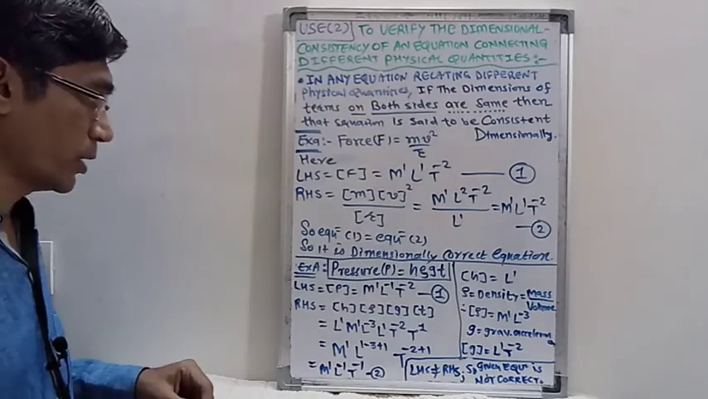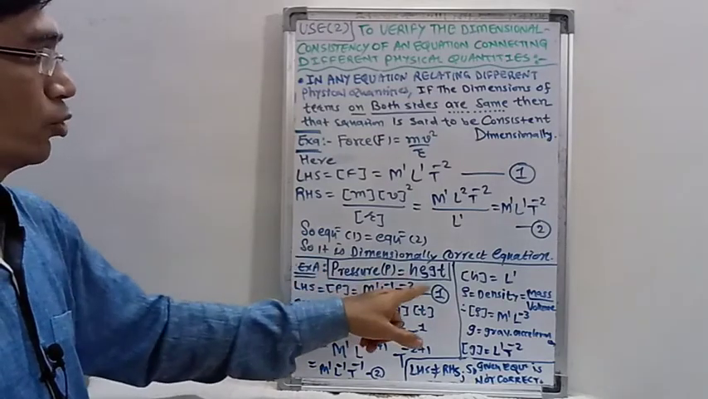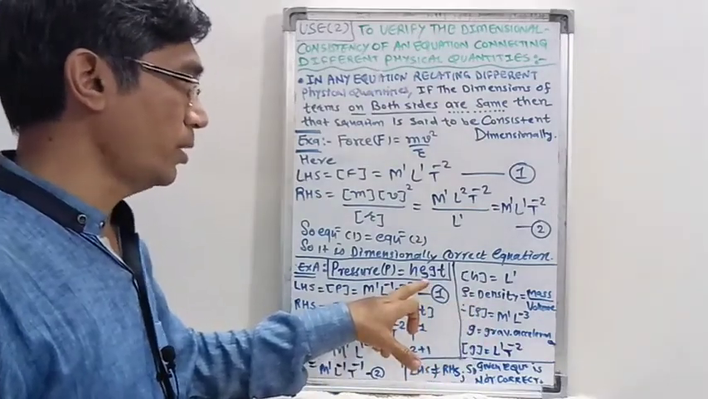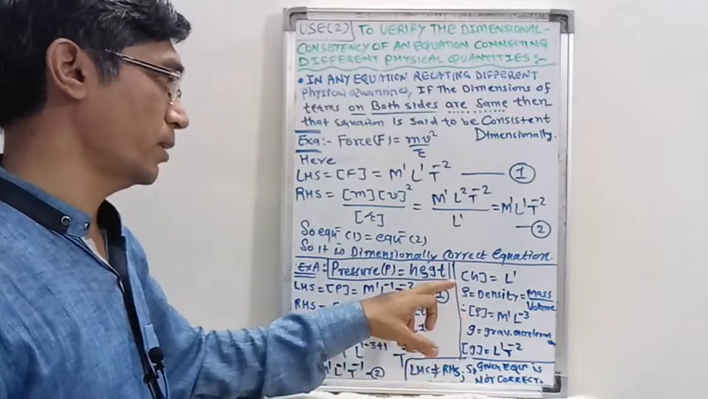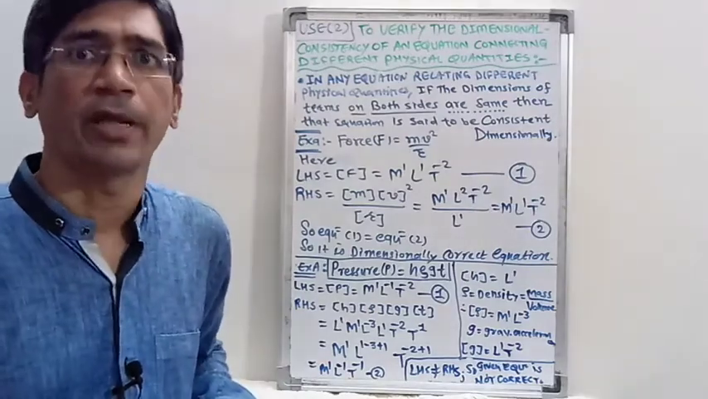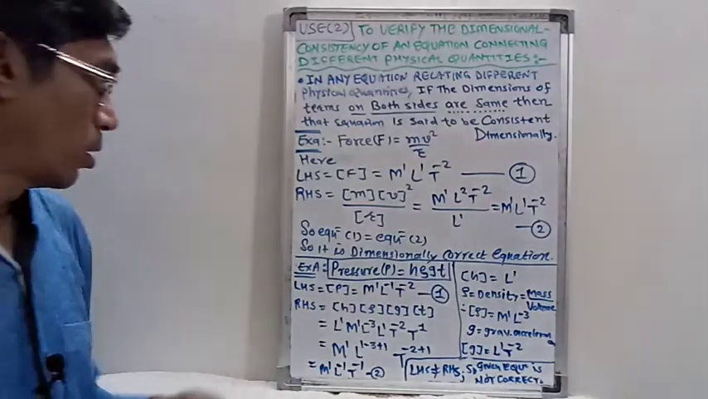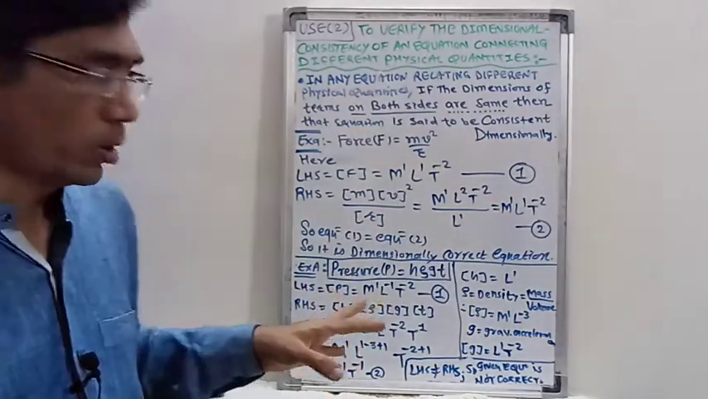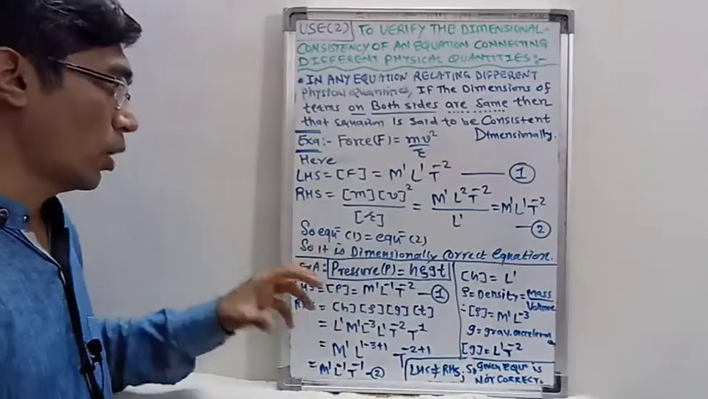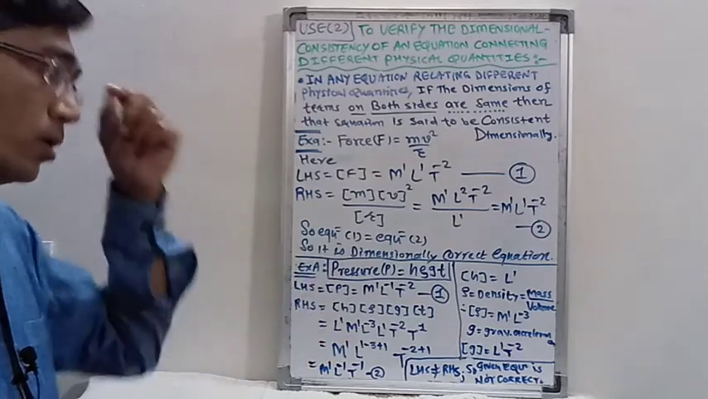Another example: the equation given for the pressure is P equal to H rho g into T, where H is the height, rho is the density, g is the gravitational acceleration and T is the time. We know pressure is force upon area. So the dimensional formula of the pressure is given by M1 L1 T minus 2 upon L square, so it is M1 L minus 1 T minus 2. Now we have to check whether M1 L minus 1 T minus 2 is also correct for the right hand side or not.